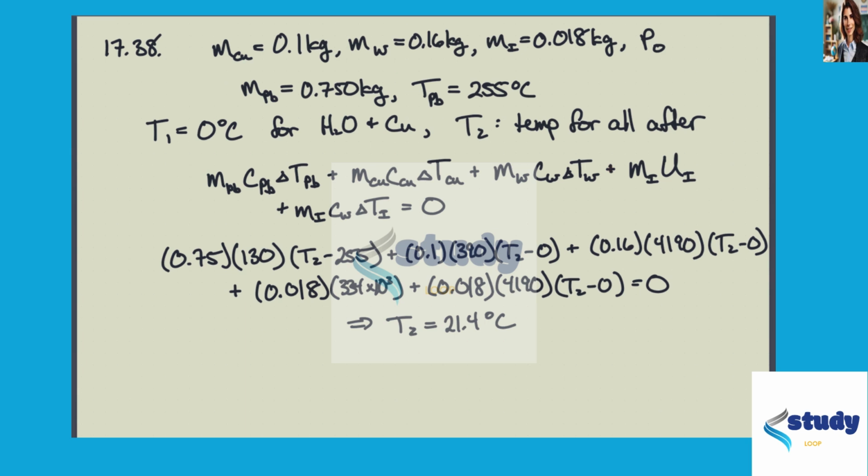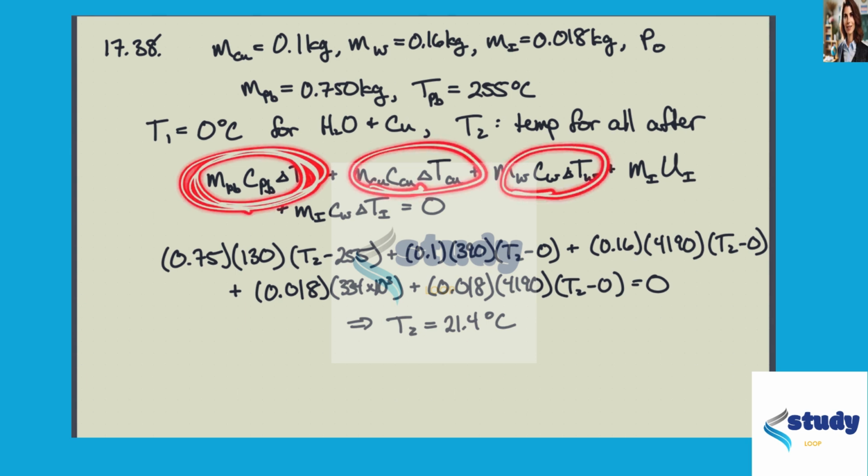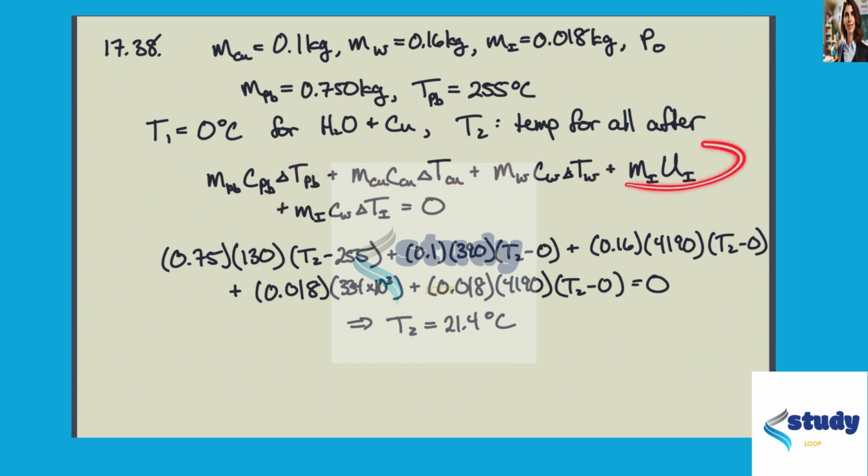And so then we have the change. This is the change in internal energy in the lead, in the copper, in the water, and then the ice winds up changing from ice to water, and then from water as it goes up in temperature to equilibrium, it's then water.